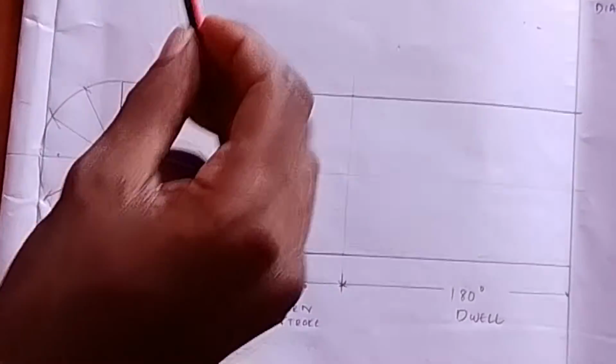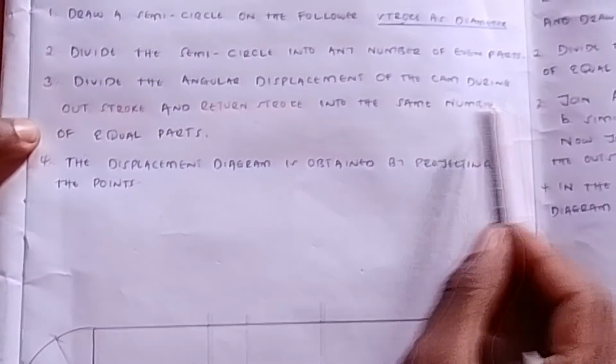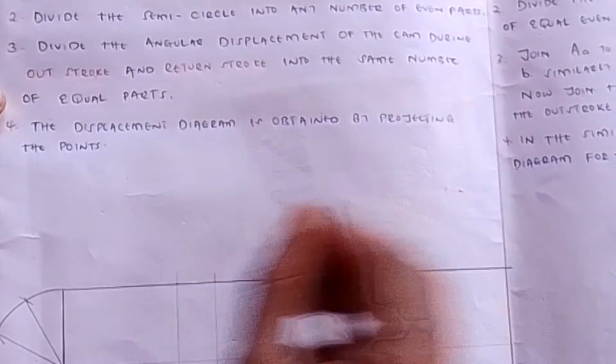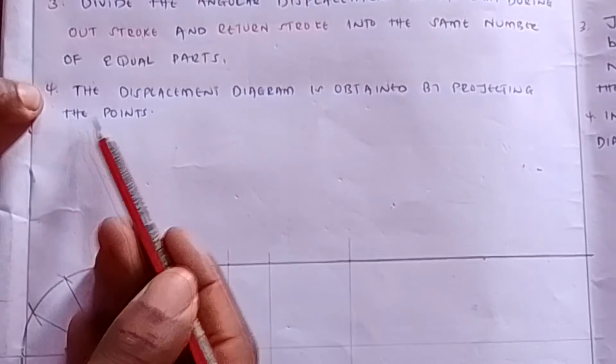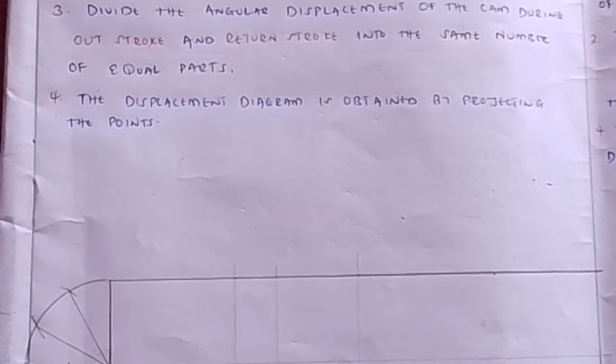Procedure: we have divided the angular displacement of the cam during out stroke and return stroke into the same number of equal parts. We have done it very well using a suitable scale. The next thing is that the displacement diagram is obtained by projecting the points. So how do you project the points?